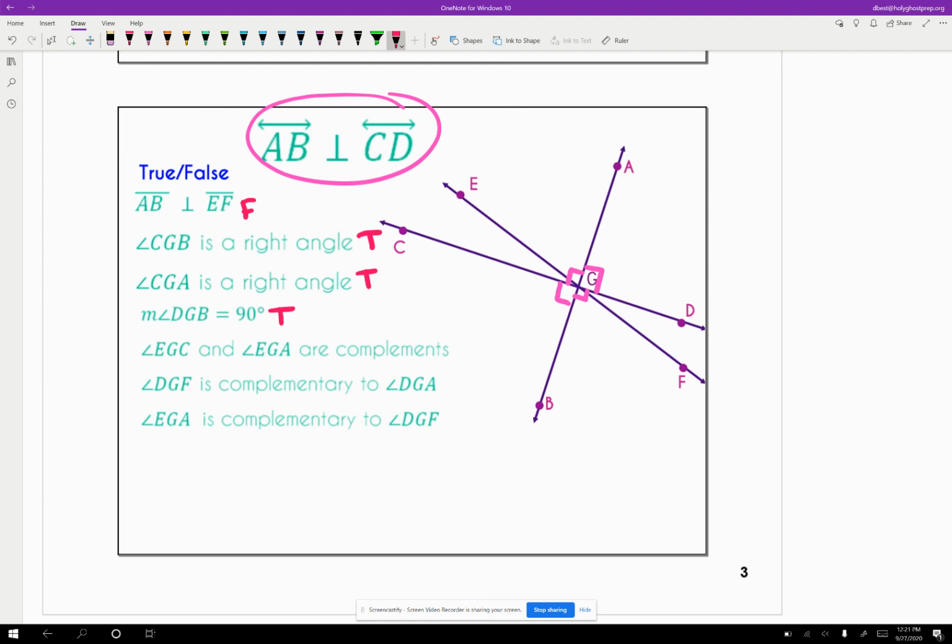EGC and EGA. So I'm going to mark these on my diagram: EGC, this little angle, and EGA, this big angle, are complements. Also true. They add up to that 90-degree angle we have created by our lines. DGF is complementary to DGA, false, and EGA complementary to DGF, true.